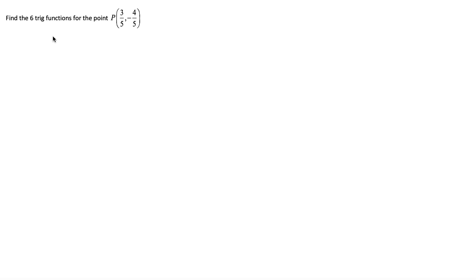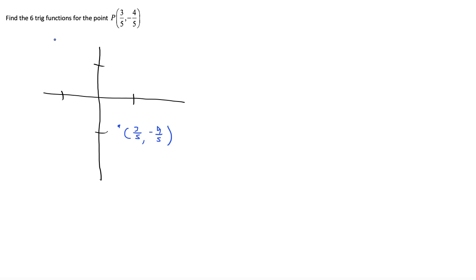Find the 6 trig functions for the point 3/5, comma, -4/5. Okay, so we don't need to draw this out, but it's always a good idea to do so. All right, so we'll just go 1 in each direction here. Now here the x value is positive and the y value is negative. So we'll just eyeball this, right? We'll go 3/5 to the right here and then -4/5 down, right? So this will be the point 3/5, comma, -4/5.